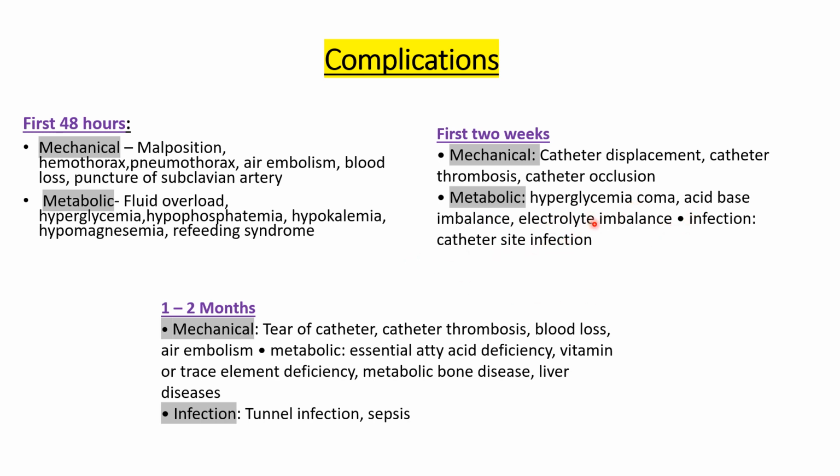acid-base and electrolyte imbalance, and infection, that is catheter site infection. Then 1 to 2 months later you can have tear of the catheter, catheter thrombosis, blood loss, embolism. Metabolic complications include essential fatty acid deficiency, vitamin or trace element deficiency, metabolic bone disease, among others. For infection, you can have catheter infection and sepsis.